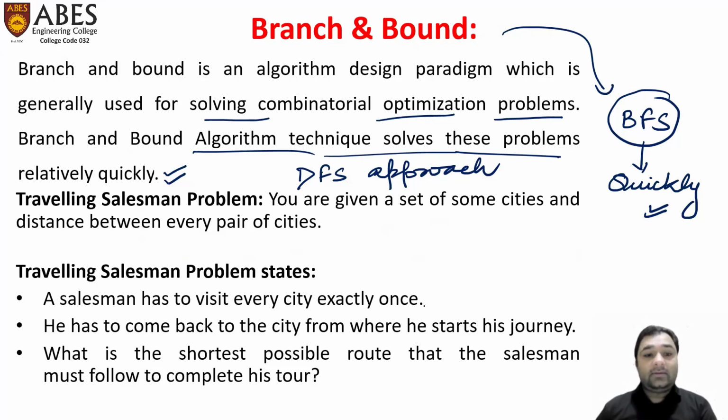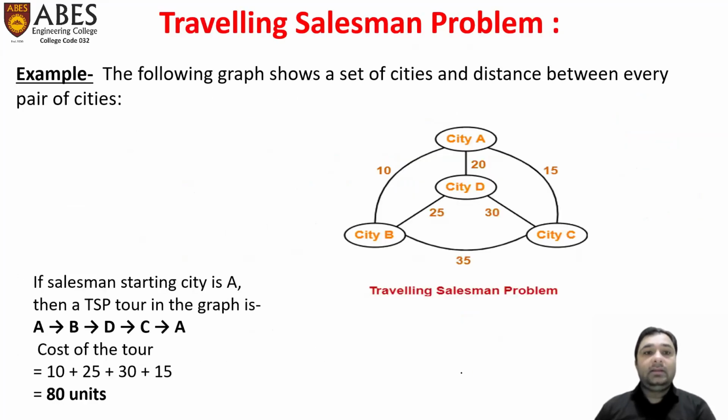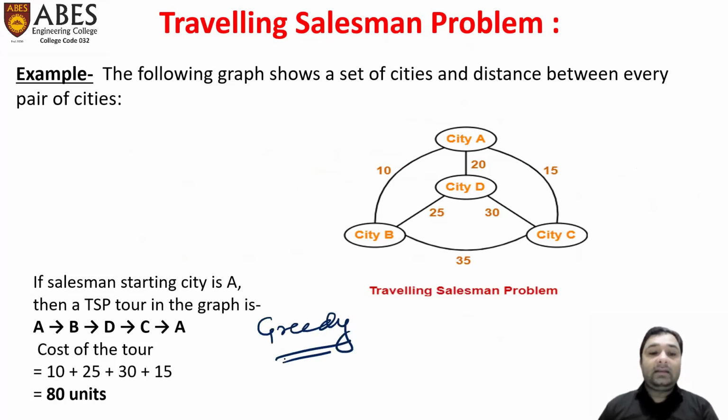Now, what exactly is the statement? A salesman needs to visit every city exactly once. He has to come back to the original city from where he started the journey, and we want the possible route that is shortest to cover all the cities. This is one of the examples we have taken, a 4 cities example. If we use a greedy approach, we get a solution of 80. But now, what will we do in branch and bound, and how will we traverse all the cities in order to get an optimized solution?